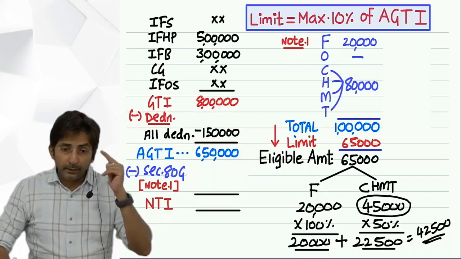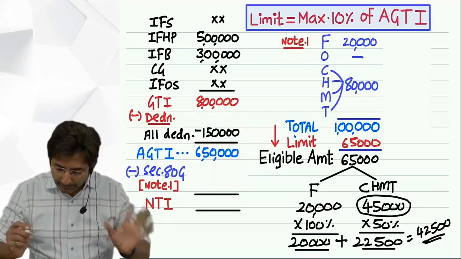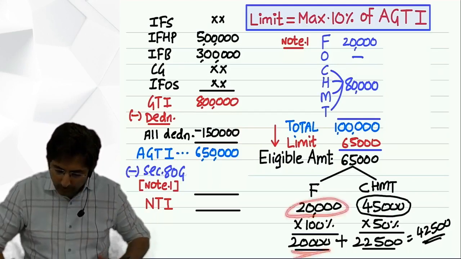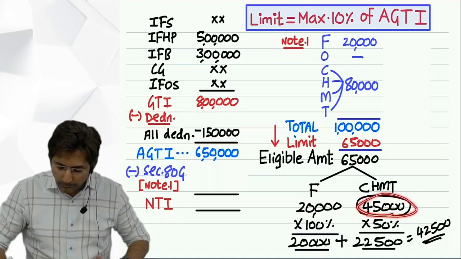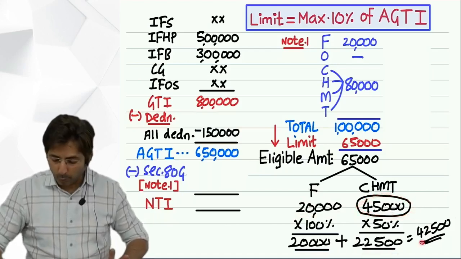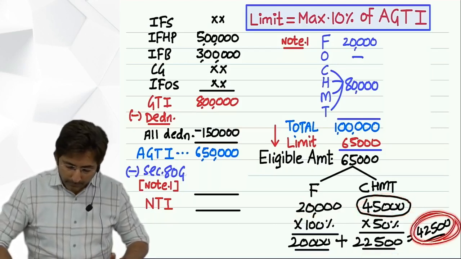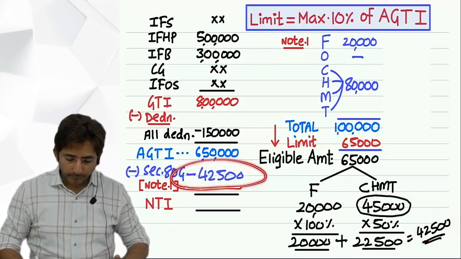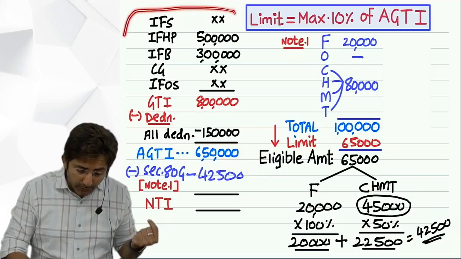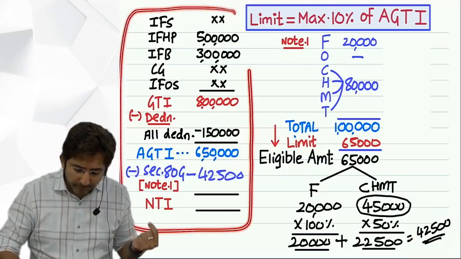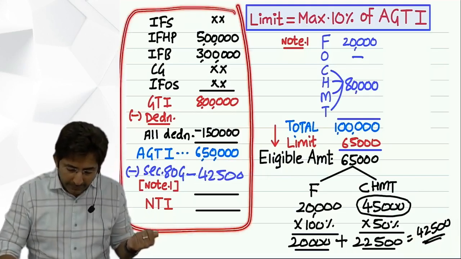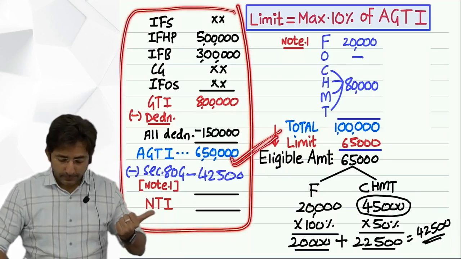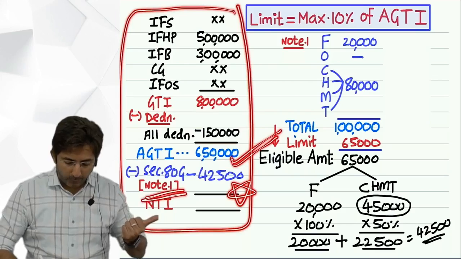Okay, tell me if you understood, try this. Wait, let me finish this. So the answer is what? 20,000 at 100% is 20,000, and this 45,000 at 50% is 22,500. So the total is? This will come here. This is the solution. So our answer had already reached AGTI. And this 42,500 I have prepared as a working note.